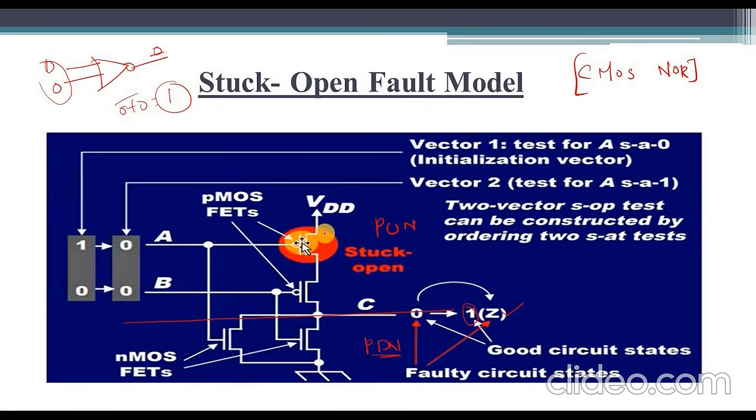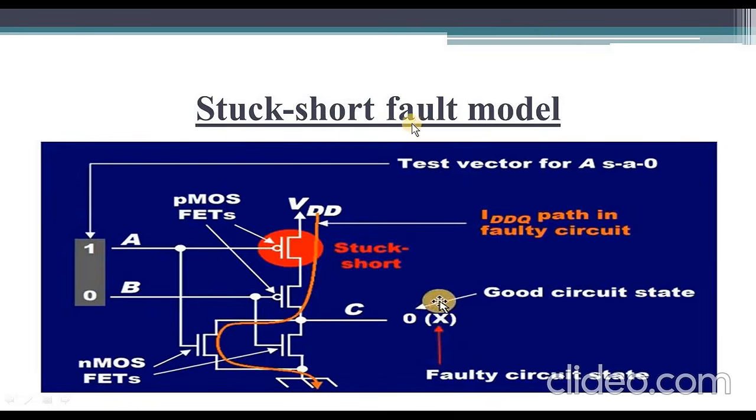Next, the stuck short fault model. In this fault model, same thing guys, it is also simply a CMOS NOR gate, with PMOS transistors connected in series and NMOS transistors connected in parallel. If I am going to give the input 1 0.